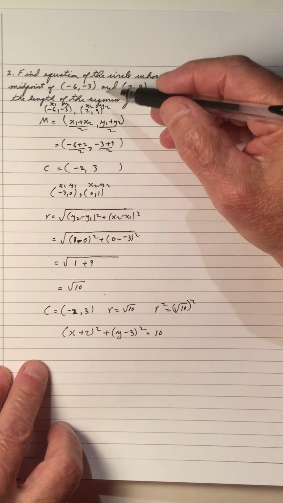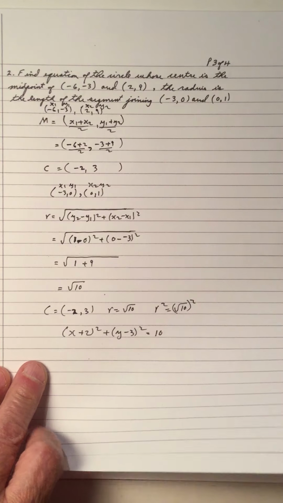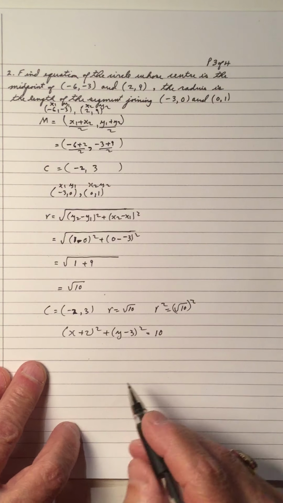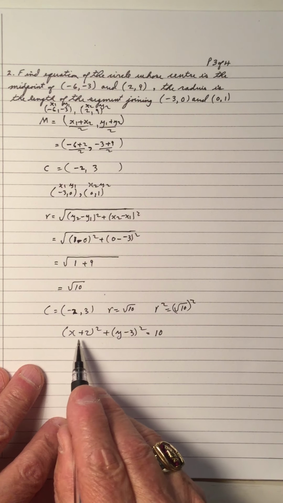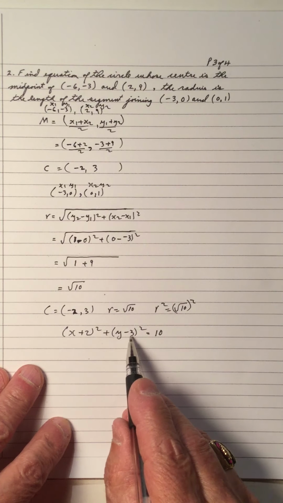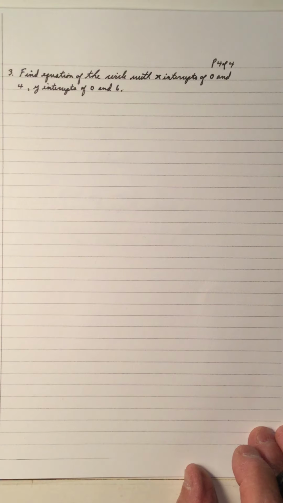Again, I had to get the midpoint, which I did. I had to get the radius of the circle, which I did, and I plugged it into the equation. Remember, the standard form is bracket x minus h all squared plus y minus k all squared equals r squared.